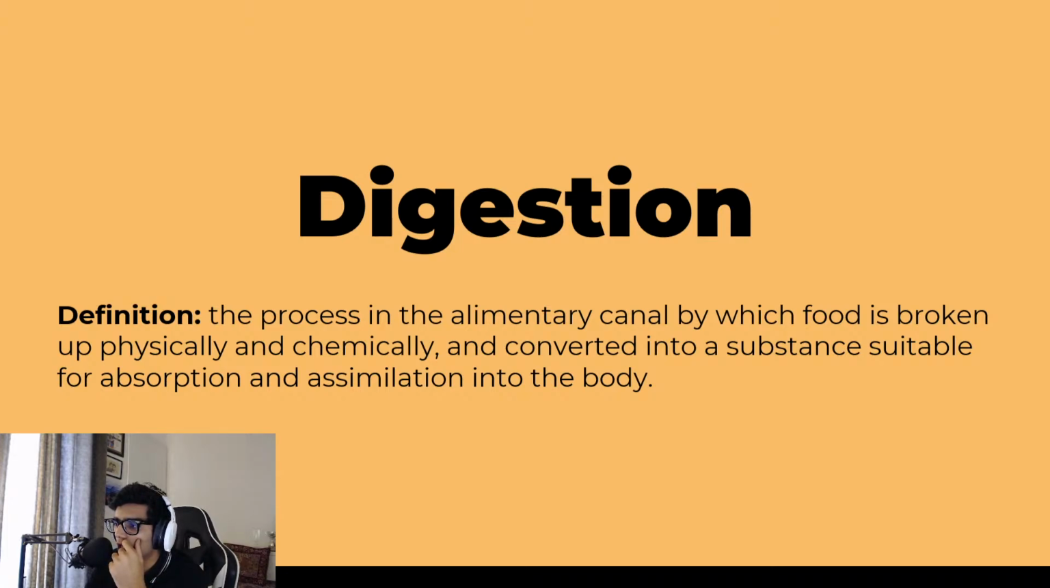All right. So this is the definition: the process in the alimentary canal by which the food is broken up physically and chemically, and converted into a substance that is suitable for absorption. We cannot consume food directly, right? So we eat it, then our system is going to convert that food so that we can absorb it. So this is all about digestion, right? Mannat is saying complex molecules into simpler substances. Divya is saying yes. This is the answer, right? That's correct. So that is all about digestion.